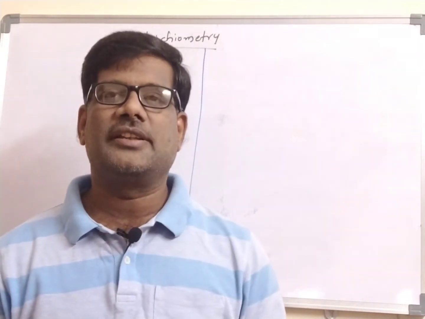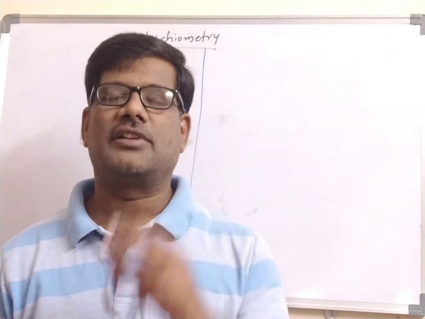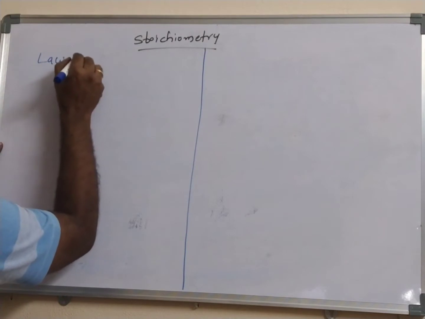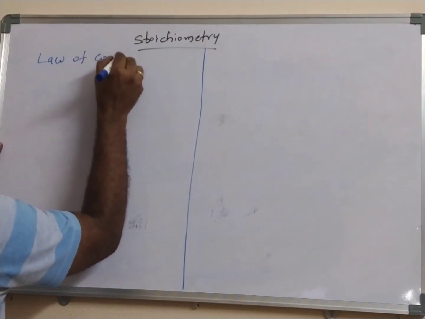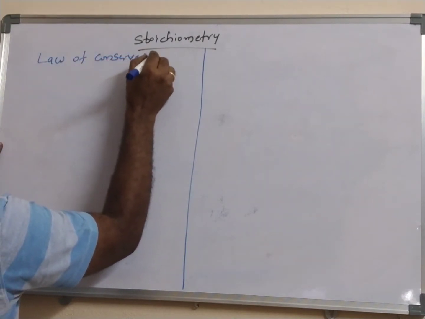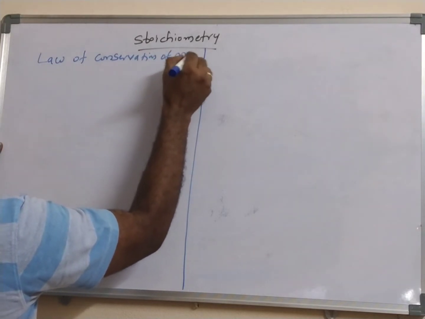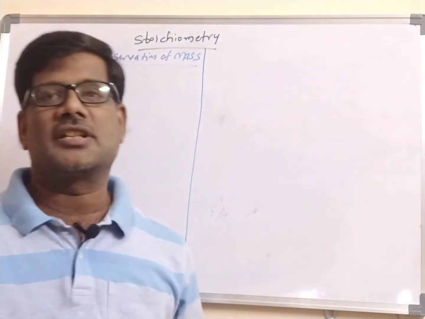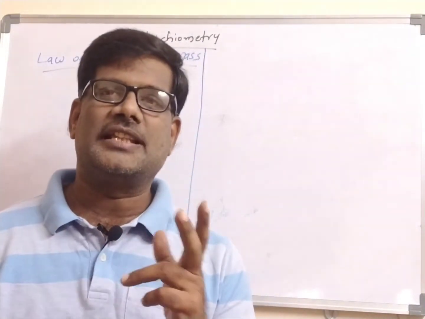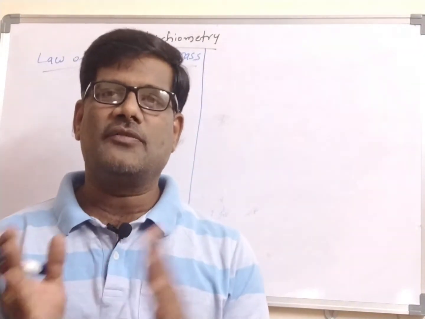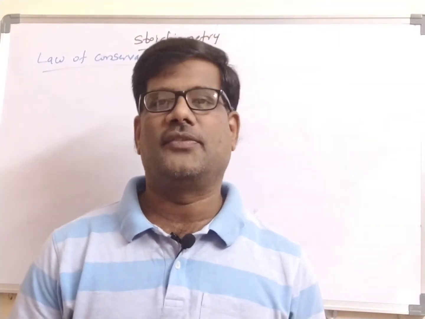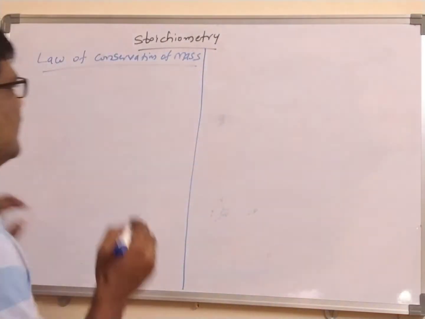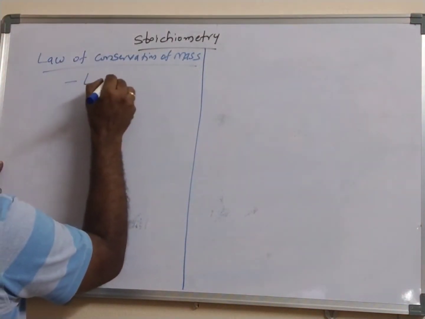In order to know the definition of the stoichiometry, first we require one definition, which is called as the law of conservation of mass. Already we are very familiar with the law of conservation of energy. Energy neither created nor destroyed. One form of energy converts into another form. In a similar manner, you are having the law of conservation of mass, which was given by Lavoisier.